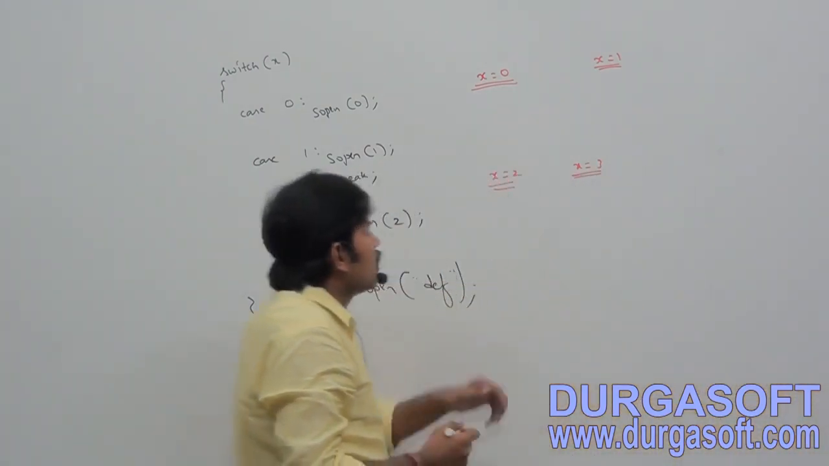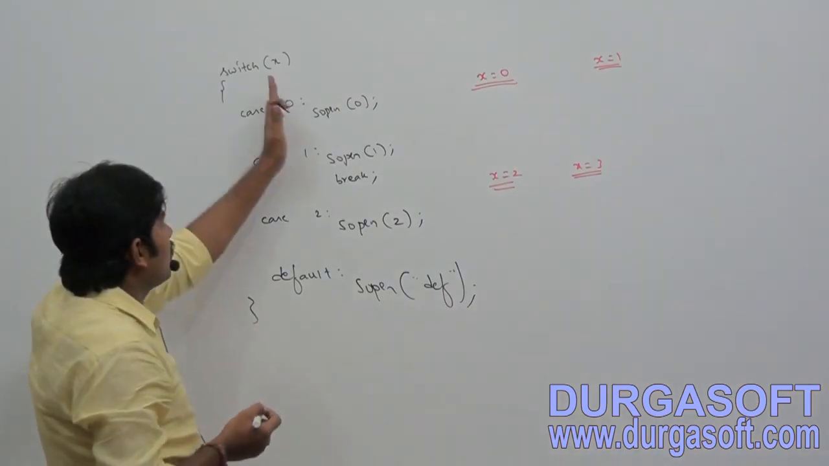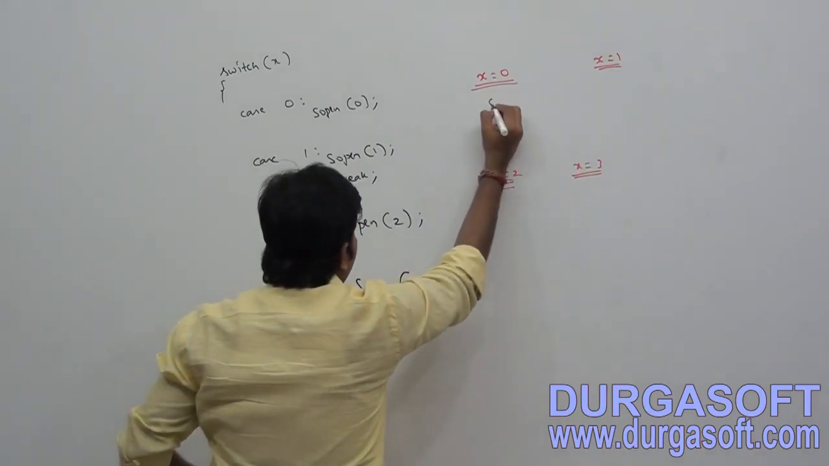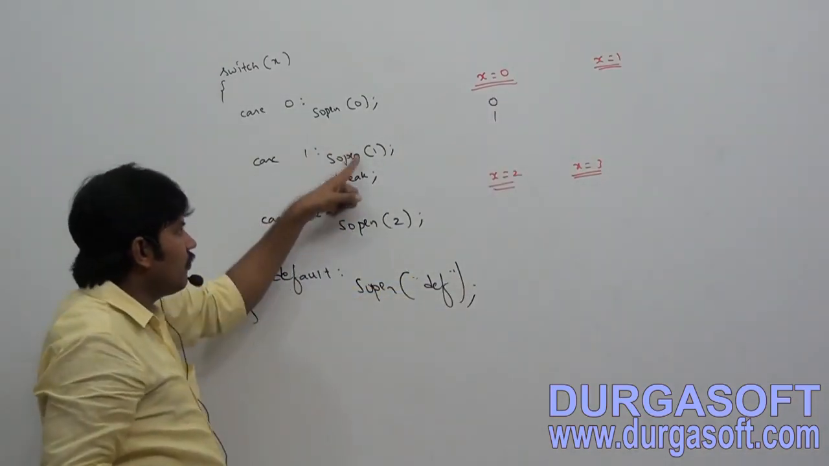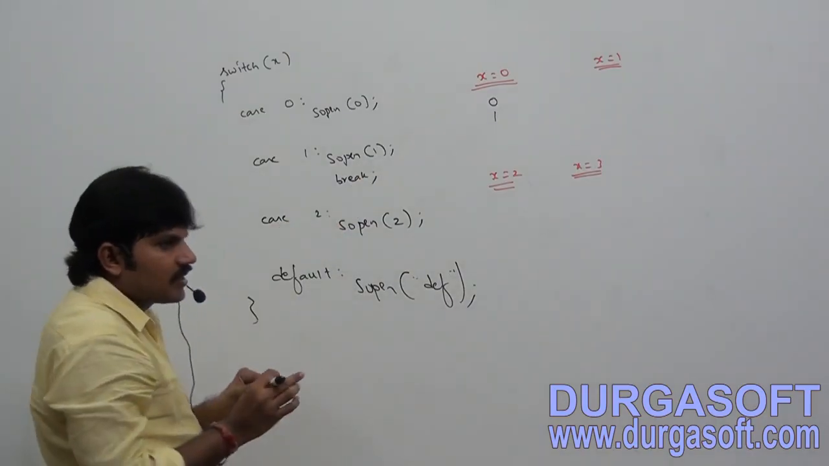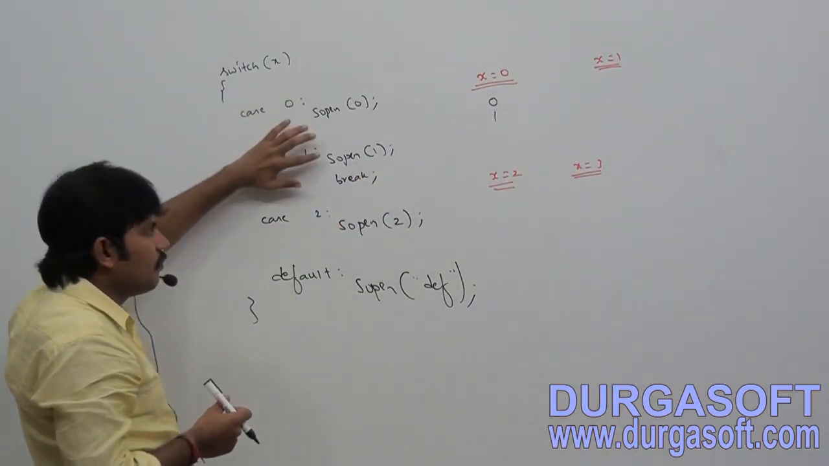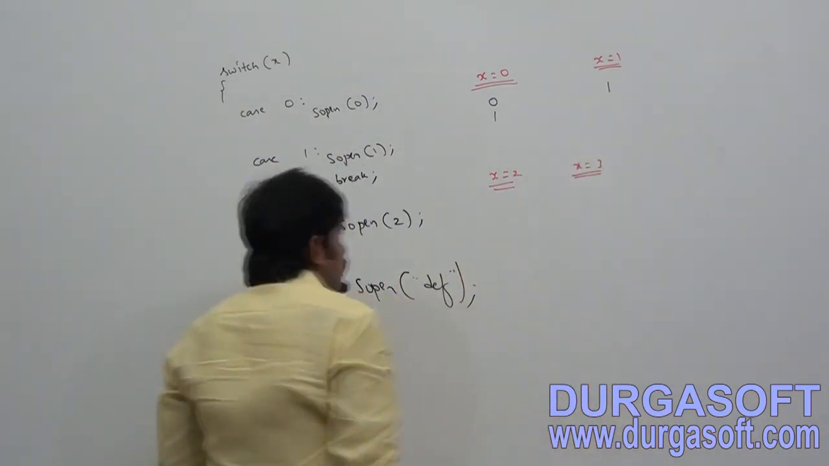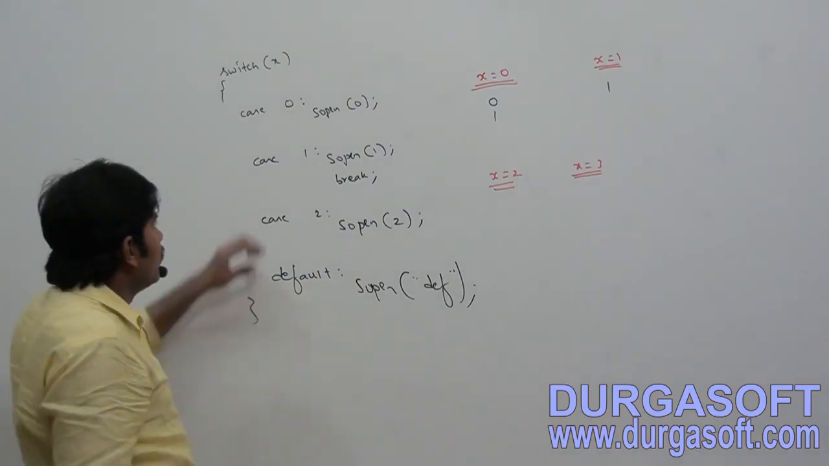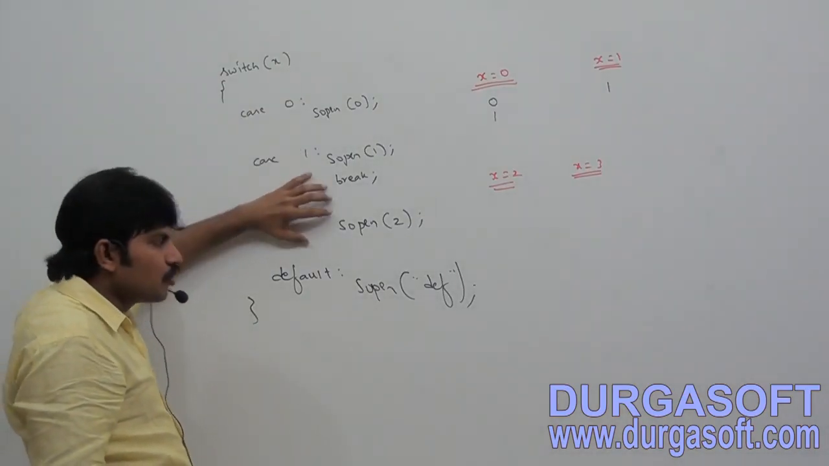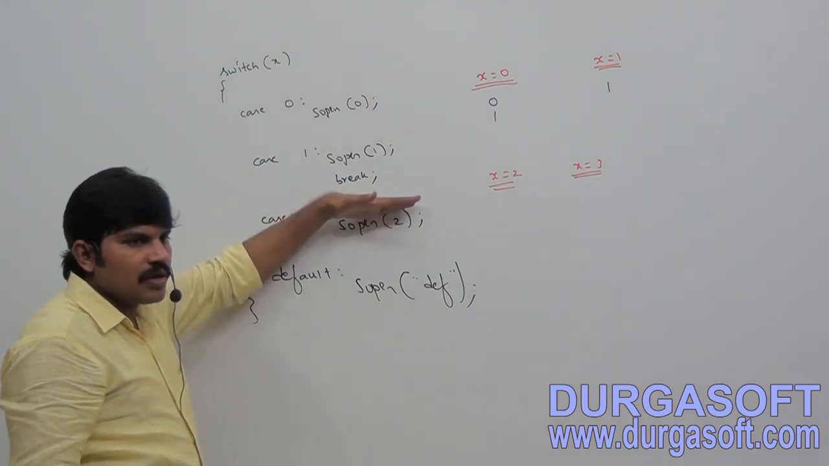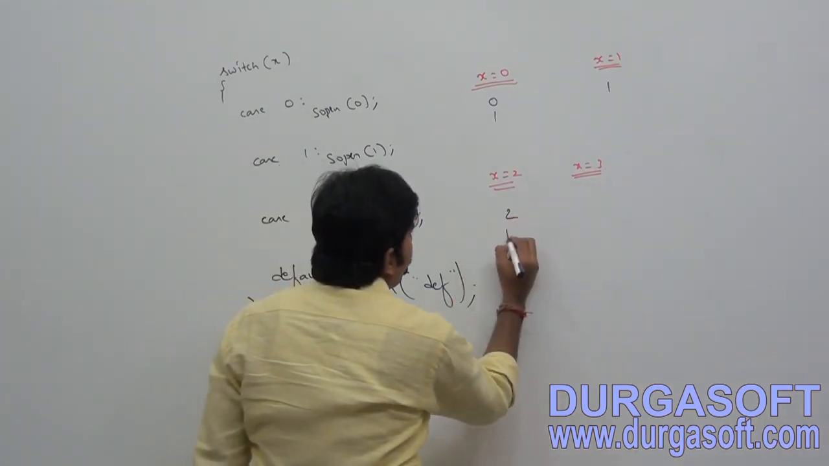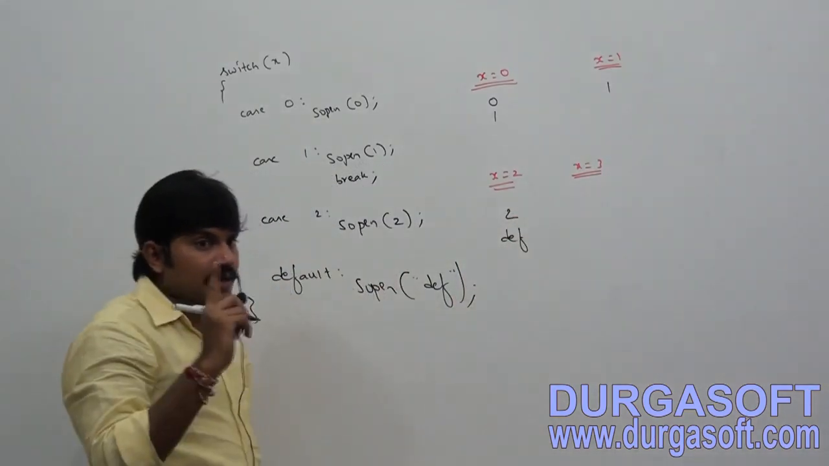So now observe, if X is equal to 0, what is the answer? Now 0 matched, from now onwards all until break or end of the switch. That's why the answer is 0, 1. If X is equal to 1, this one is not matched, but this one is matched. Now all until break. The answer is 1. If X is equal to 2, 0 not matched, 1 not matched, 2 matched. Now onwards all until end of the switch or break. The answer is 2 followed by DEF, not just 2.